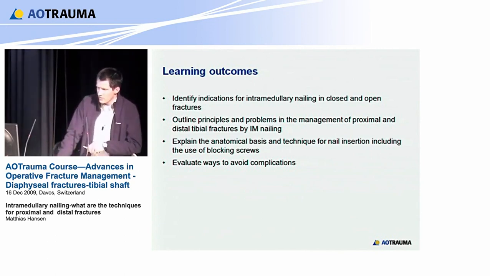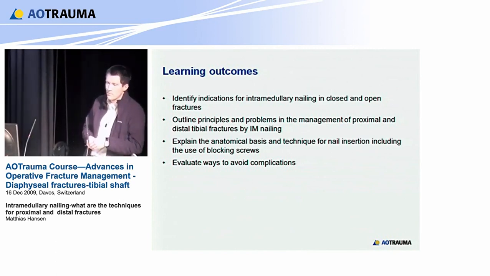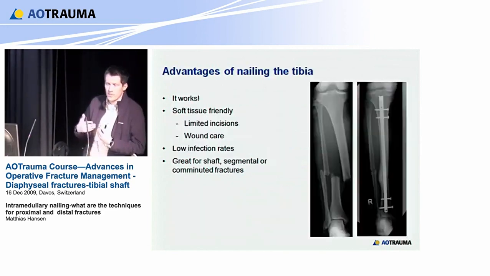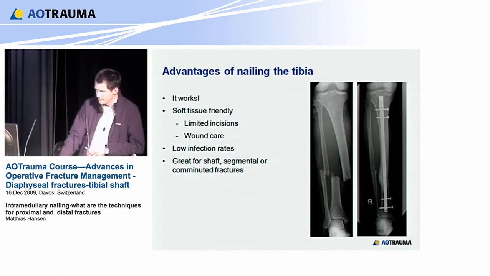At the end of this session, you should identify good indications for intramedullary nailing in closed and open fractures. You should be able to outline principles and problems in the management of proximal and distal fractures focused on intramedullary nailing. And you should be able to explain the anatomical basis and techniques for nail insertion, including the use of blocking screws. And you should be able to evaluate ways to avoid complications or to treat them.